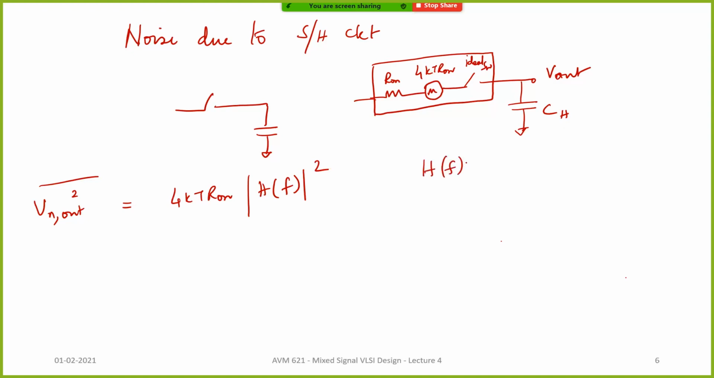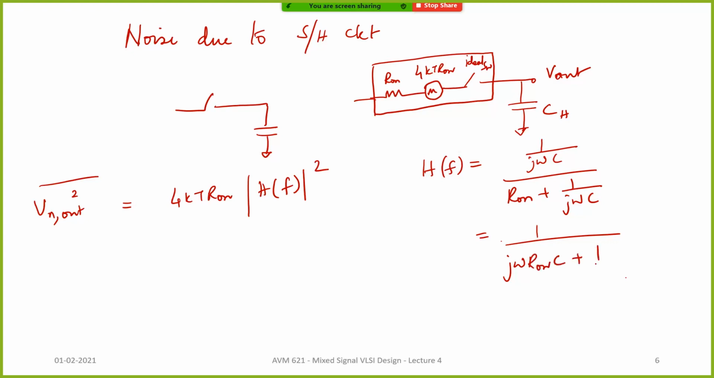What is this H of f? H of f can be written as (1 by j omega C) divided by (Ron plus 1 by j omega C), or rather you can write this as 1 by (j omega Ron C plus 1). So what is the magnitude of H of f? It is 1 by root of (1 plus omega squared Ron squared C squared). Yes, this is the expression.